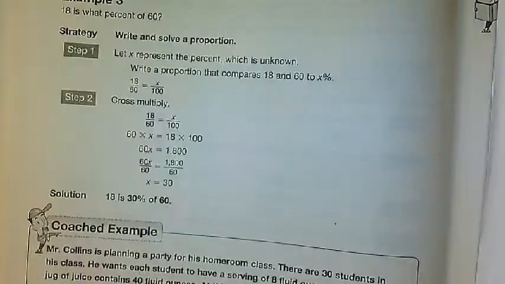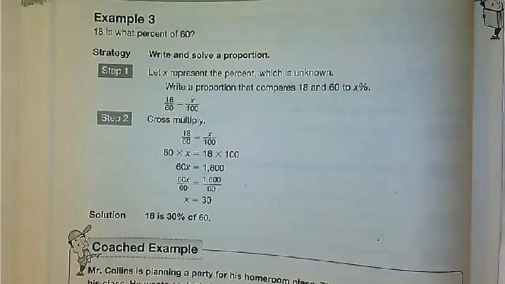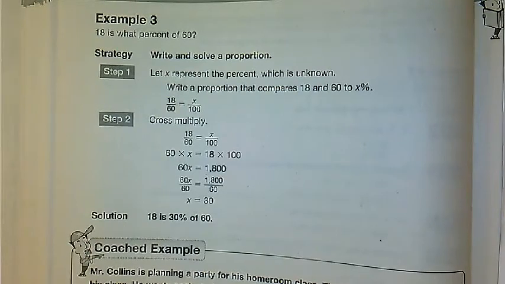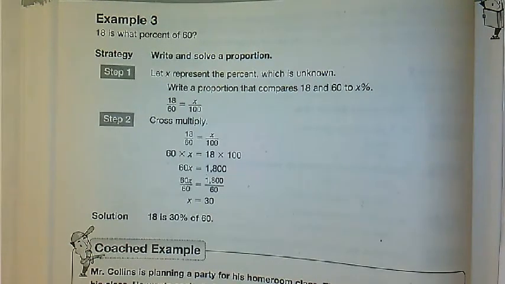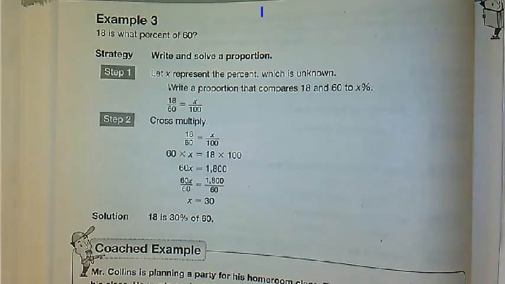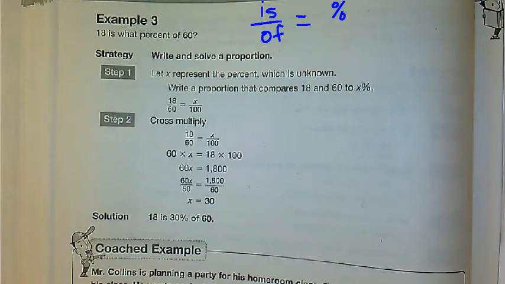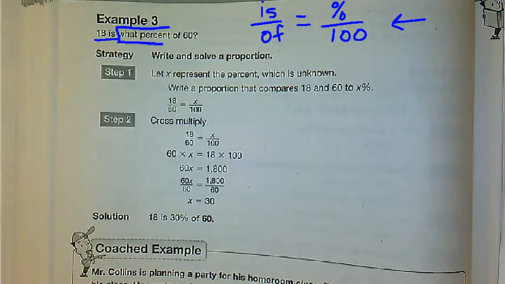Okay, so our last question, last example. 18 is what percent of 60? So, just to refresh you guys, I told you that is over of is equal to your percent over 100. This is a type of proportion. All right, so it says 18 is what percent? So whatever the question is, so when I put the box around, that's what your x is going to be, of 60. All right.